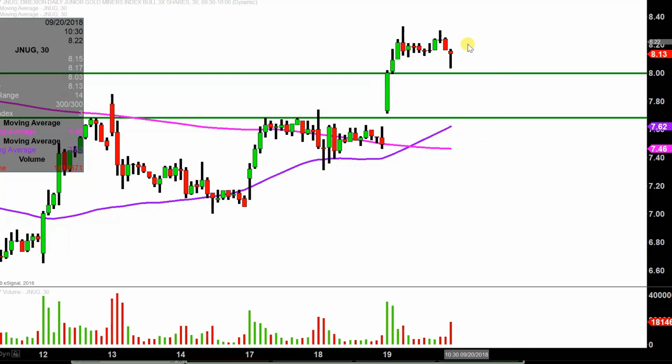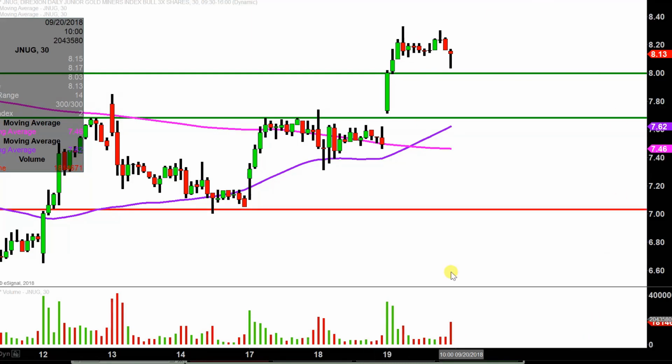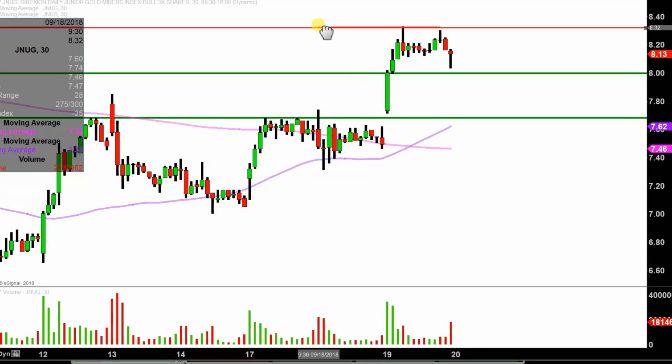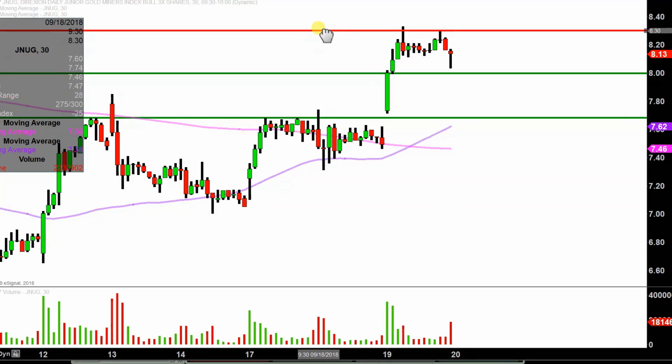Now, what about levels of resistance? If this current trend is going to get some more continuation to the upside, where are some of these battlegrounds at? Pretty straightforward right now. As it stands, the majority of the sellers seem to be right up there around $8.30. So $8.30, public enemy number one going into tomorrow.